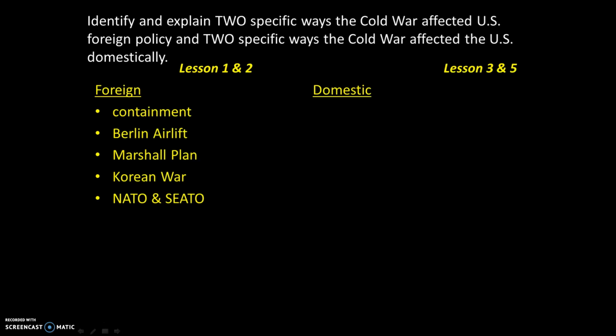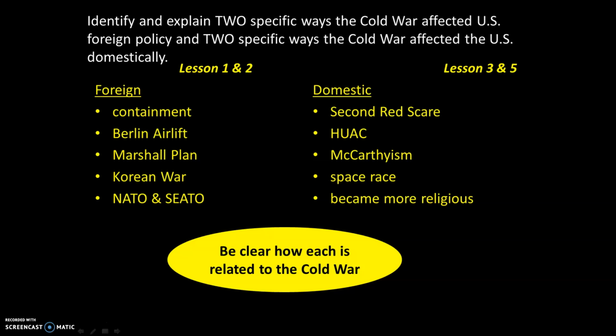The other side, the domestic side, you'll probably find a lot of good answers in lessons 3 and lessons 5. So some of the examples here, the Second Red Scare, the formation of HUAC, the House Un-American Activities Committee, McCarthyism, the space race, Americans becoming more religious, and so forth.